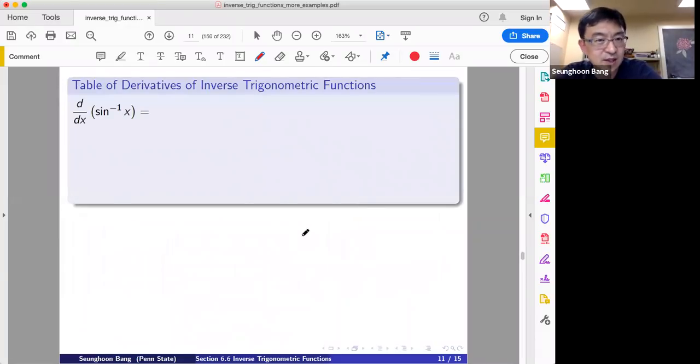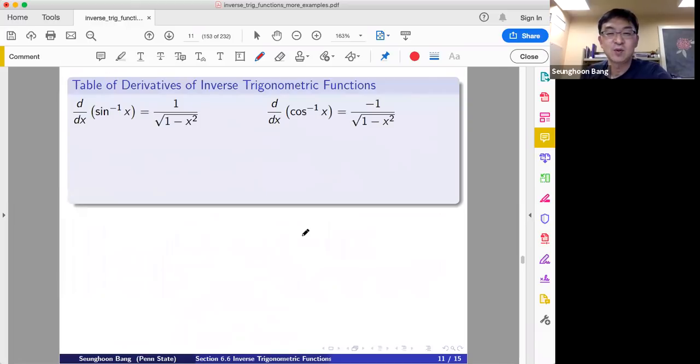Here, table of derivatives of inverse trigonometric functions. What's the derivative of inverse sine of x? As I said before, 1 over square root of 1 minus x squared. What's the derivative of inverse cosine of x? You can use a similar method as for finding the derivative of inverse sine of x. We have this result. You're right. Negative 1 over square root of 1 minus x squared.